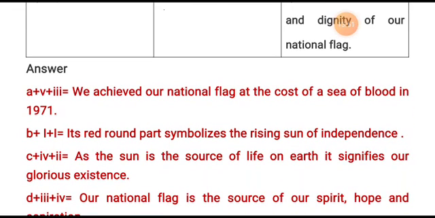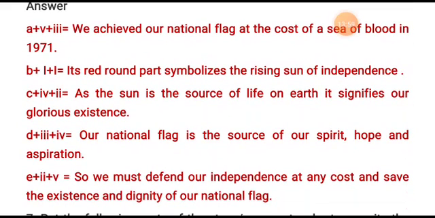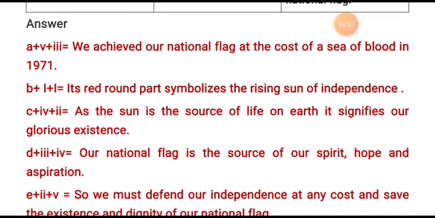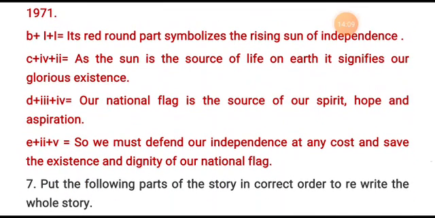B+1+1, its red round part symbolizes the rising sun of independence. C+4+2, as the sun is the source of life on earth, it signifies our glorious existence. D+3+4, our national flag is the source of our spirit, hope and aspiration. E+2+5, so we must defend our independence at any cost and save the existence and dignity of our national flag.